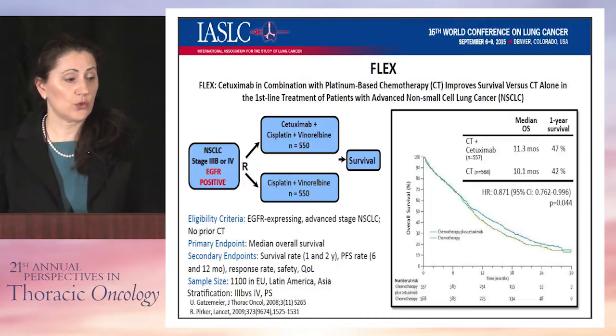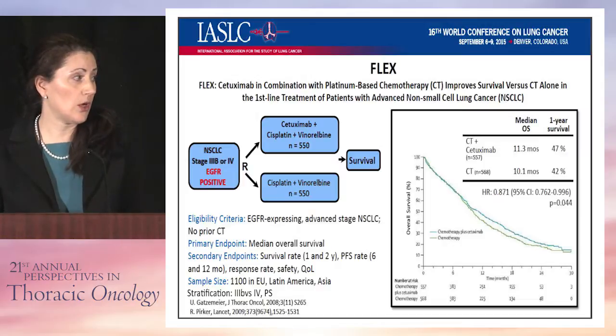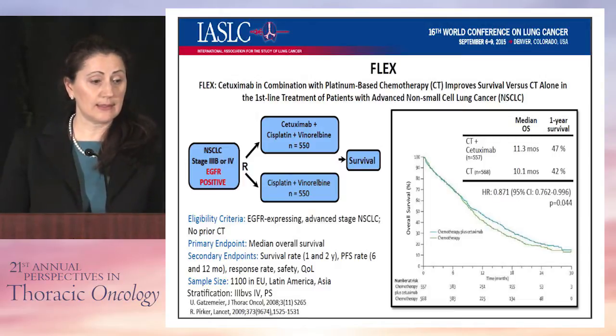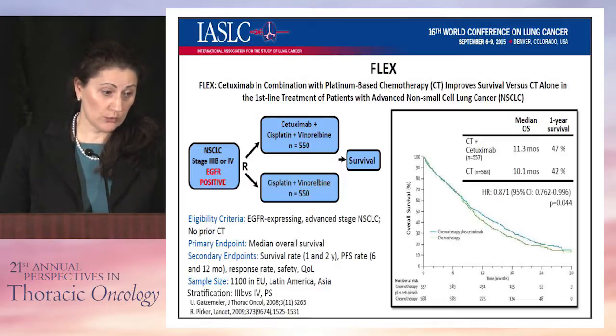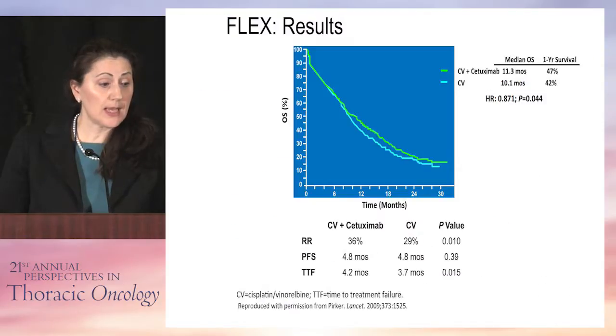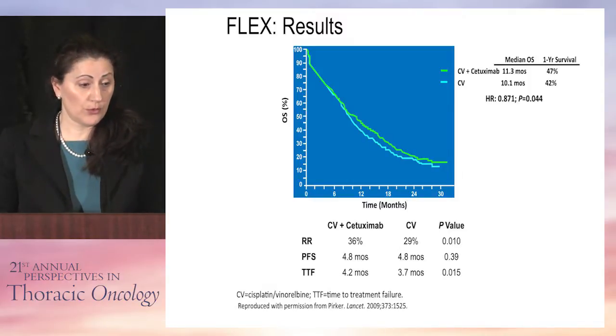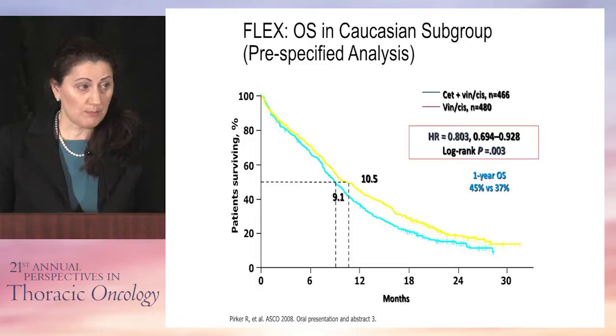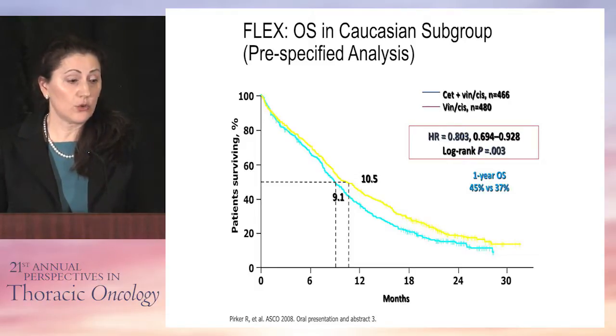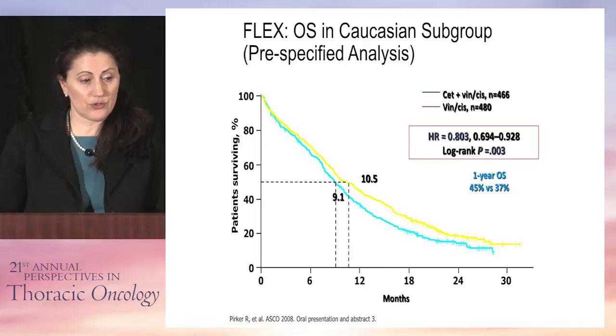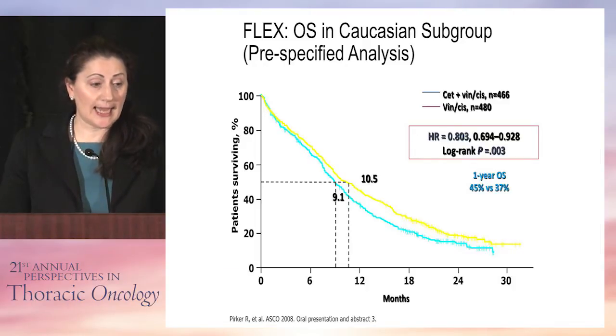So FLEX was the first of these studies, a combination of cetuximab with a backbone of vinorelbine and cisplatin. There was a modest benefit in terms of overall survival in the overall population that was demonstrated, and there was a superiority in terms of response rate, while progression-free survival was equal in both arms. There was a predefined subset analysis in Caucasians that demonstrated an even larger benefit with a hazard ratio of 0.8.